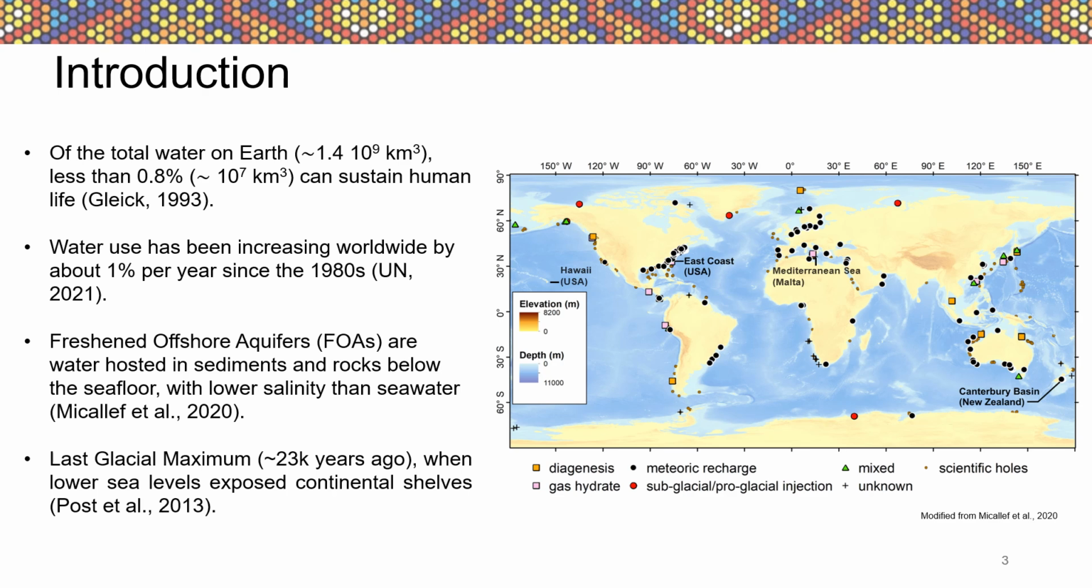For example, FOAs hosted in lava tubes or volcanic units, as in Hawaii, pore space of poorly consolidated sediments, as in the east coast of the US, and fractured carbonate sequences around the island of Malta. The origin of this fresh water can be due to diagenesis, gas hydrates, meteoric recharge, or subglacial pressurized injection.